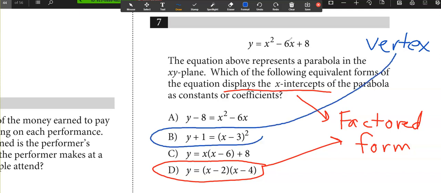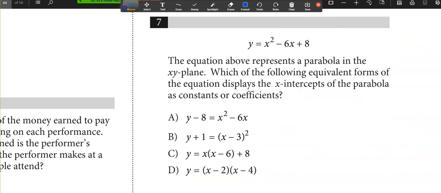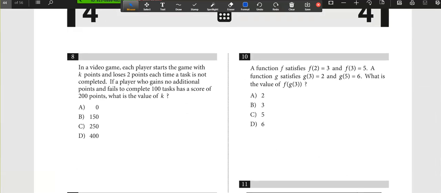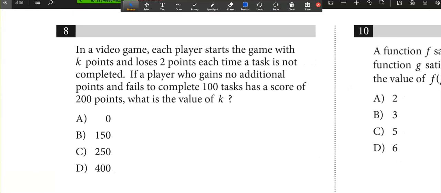Do you see it in letter B? Your vertex is 3, negative 1. 3, negative 1. So if I can just see them asking a different question like that, you need to be prepared to look for the vertex. Okay, question 8. A few more before we end for the evening.